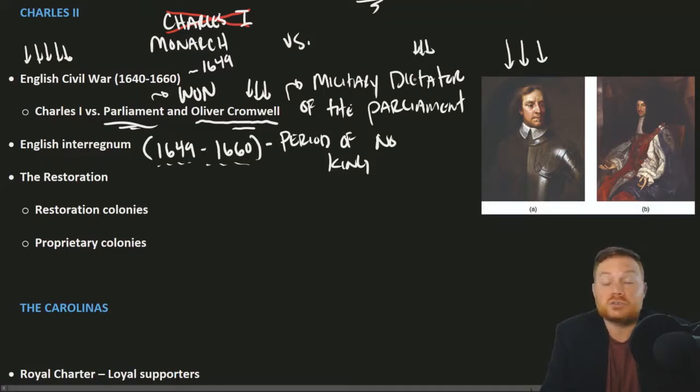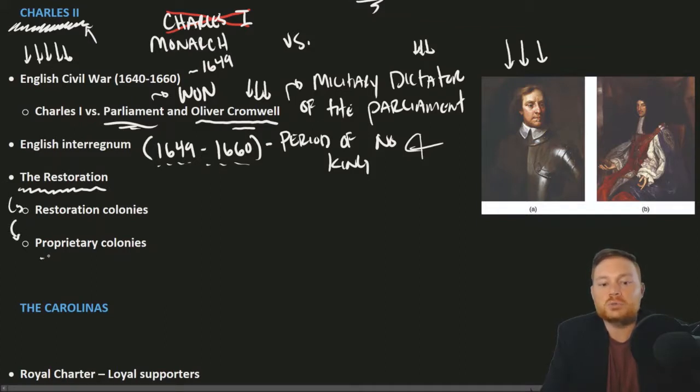As soon as Cromwell died in 1658, his son attempted to gain control of England, or really failed in gaining control of England, and Parliament decided to invite back Charles II. So, in short, right, the English Civil War was won by the parliamentarians. There was an experiment of ruling without a king, right, a period of no king. That failed miserably, and Parliament called upon the son of the dead king, Charles II, to resume the throne, which he did. This is known as the Restoration. Restoration colonies, we already know what those are.